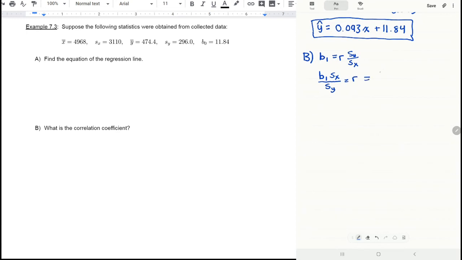So we have 0.093 times the standard deviation of x, which is 3110, divided by the standard deviation in y, which is 296.0. And this will give us 0.978.